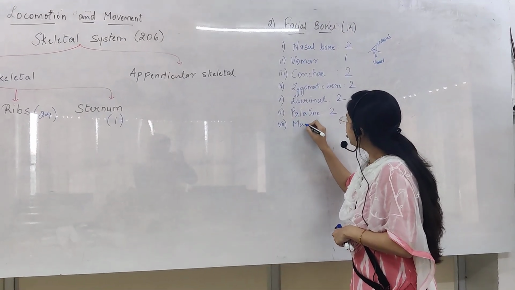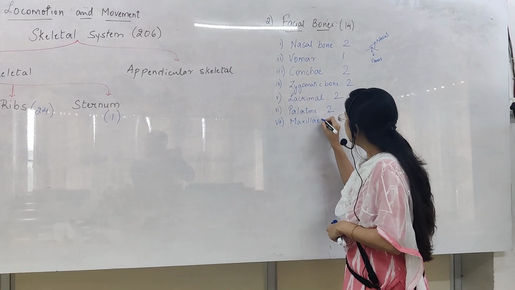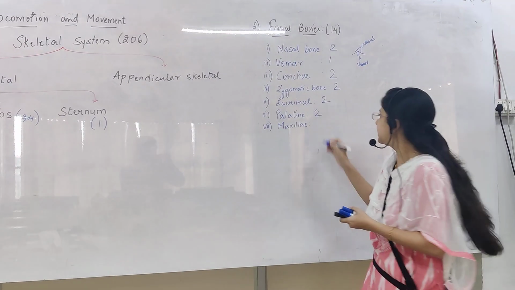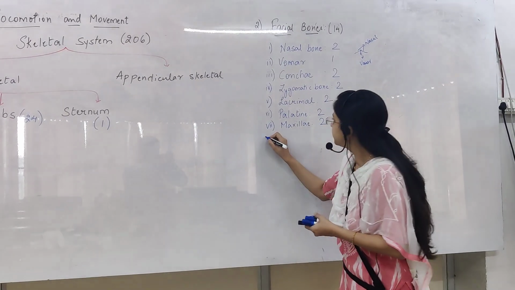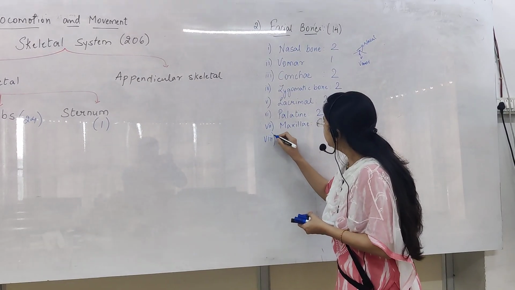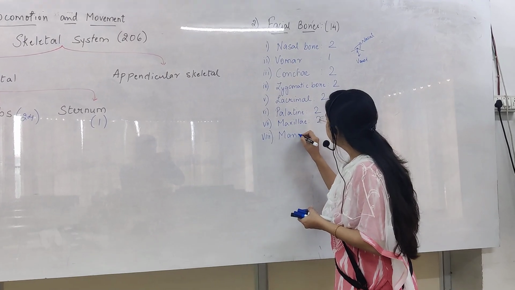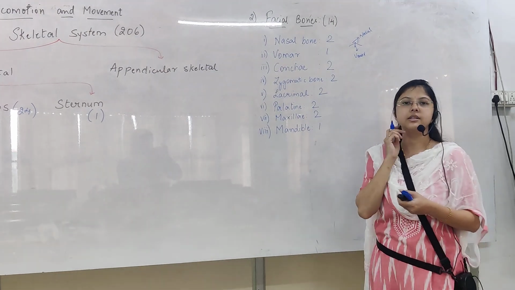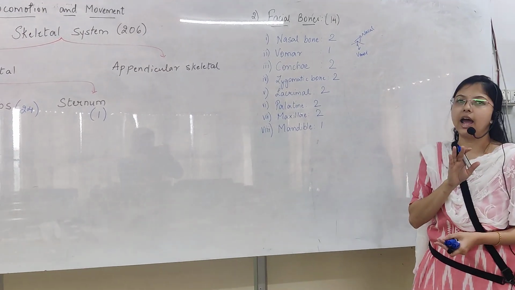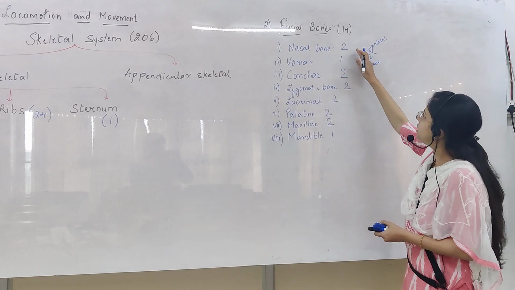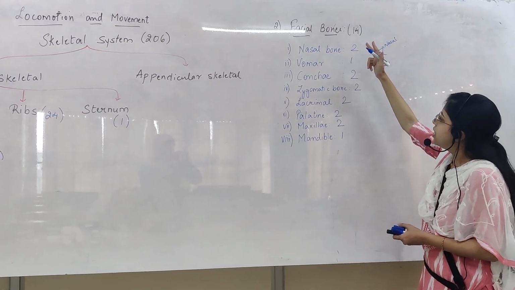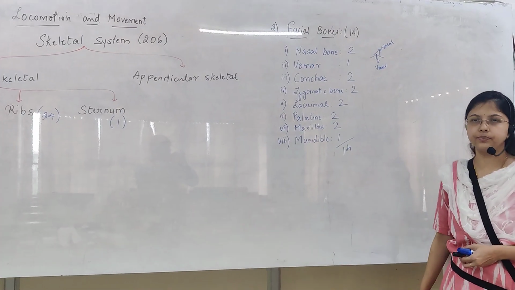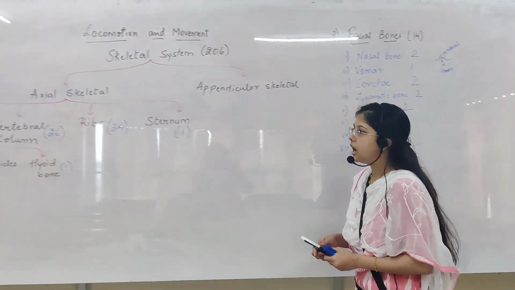Then the bone of the upper jaw, which is maxillae, each half, 1 on this side and the other on this side, so it also comes up to 2. And then comes the mandible, which is the lower jaw. The lower jaw consists of only 1 bone, it does not have 2 bones. Fine. So all these are the bones present in the facial bones, the total of which will come to 14. Okay. Next are the ear ossicles.